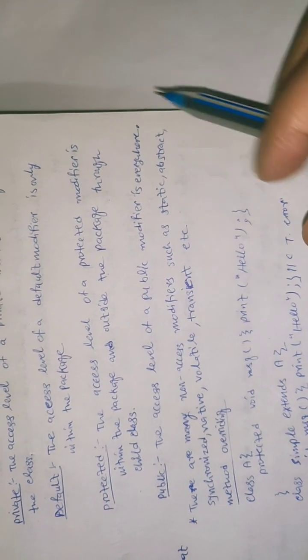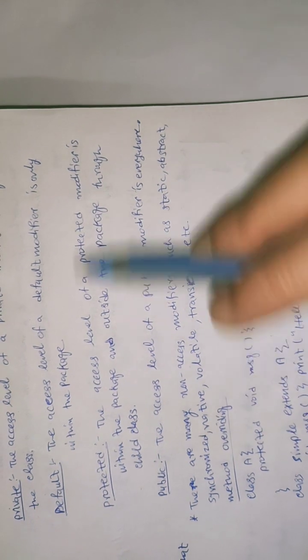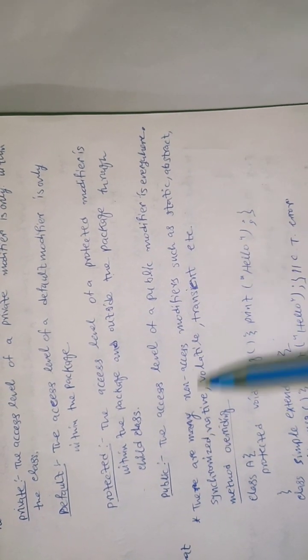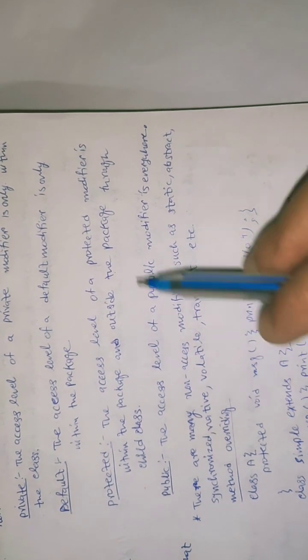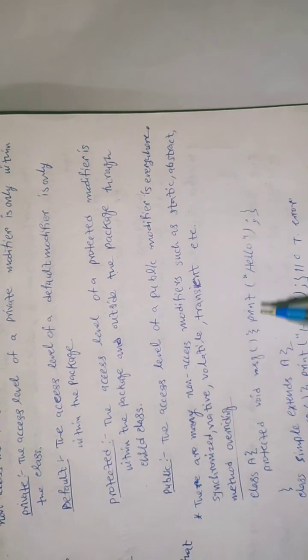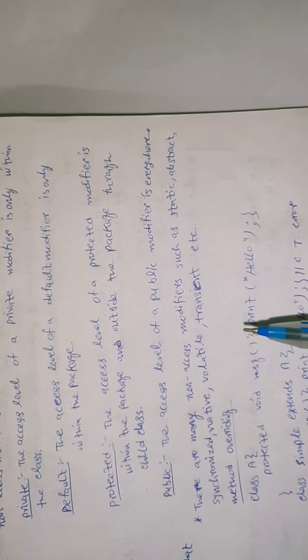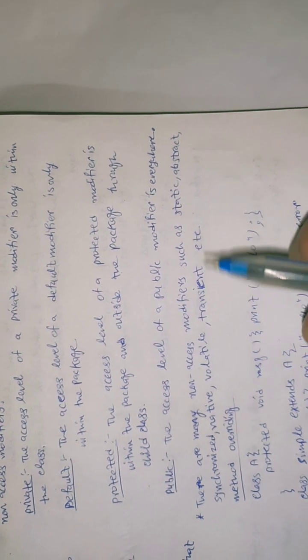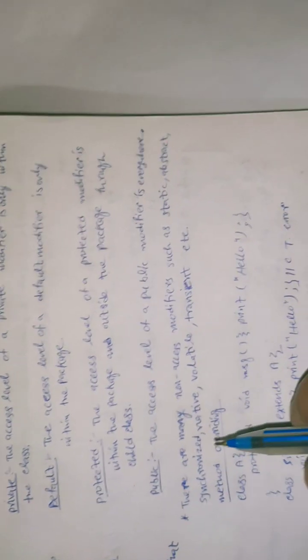used to achieve abstraction. Previously we have discussed that synchronized is used for multi-threading. Native is used for code that is written in another language; that is known as native. Volatile, transient, etc.